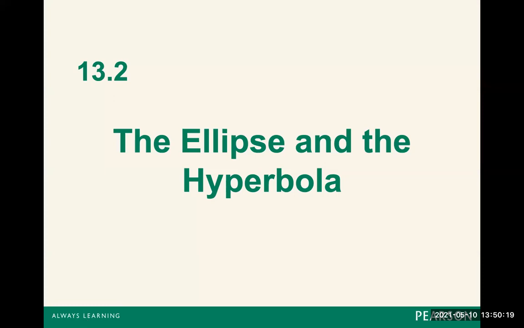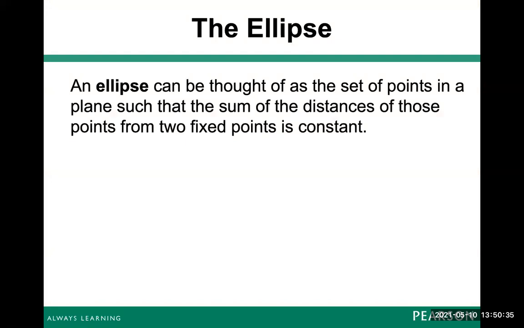This is the last section that we cover in Math C, section 13.2 on the ellipse and the hyperbola. Remember, in the last section, we started talking about conic sections. So this is a continuation of that. And we'll start with the ellipse.